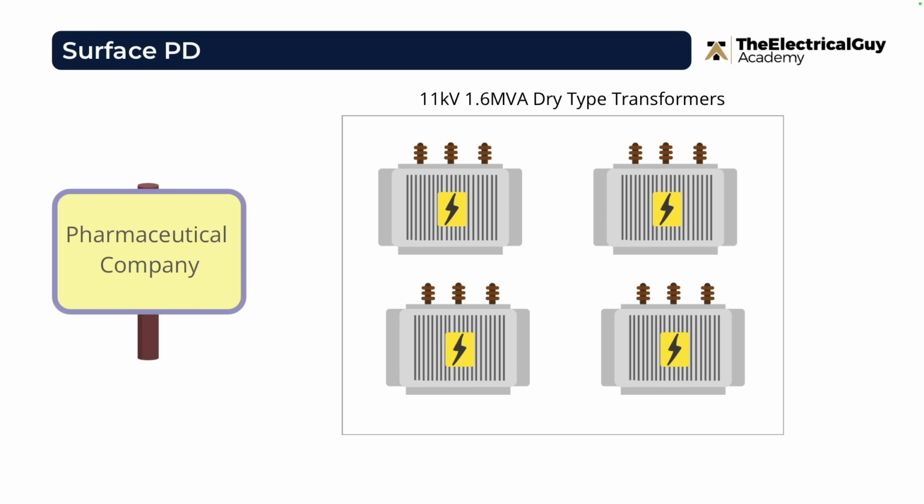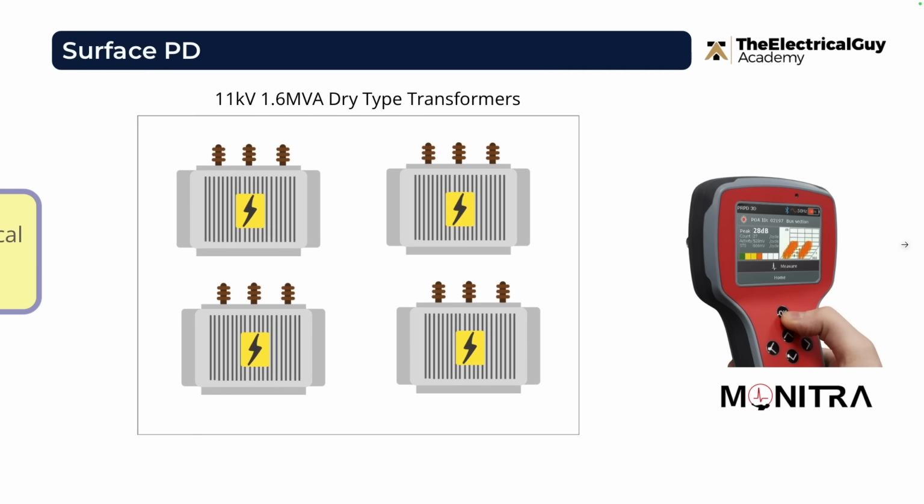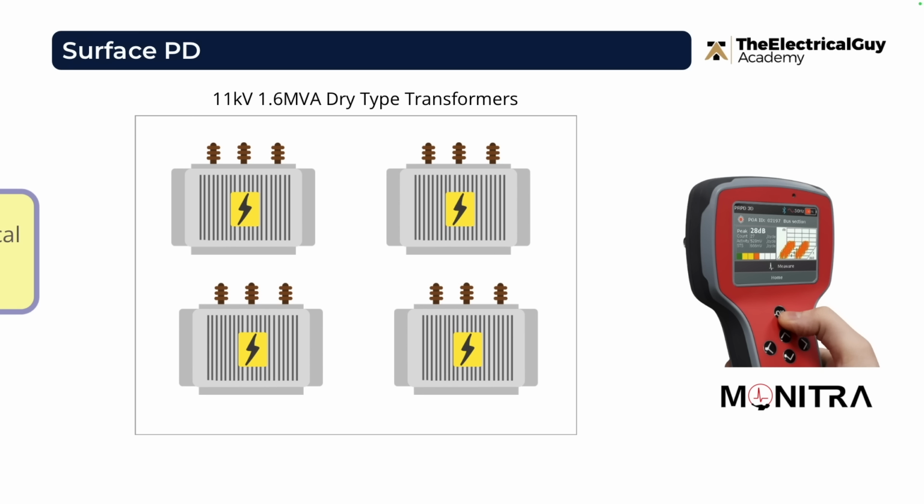As part of a preventive maintenance activity, they decided to do online partial discharge monitoring. For that, Monitra helped them carry out the testing. To carry out this test, they used a handheld portable device like the one you see on the screen. When they tested each and every transformer with this device, they found most of the transformers were showing normal readings, but one transformer had very high PD activity.